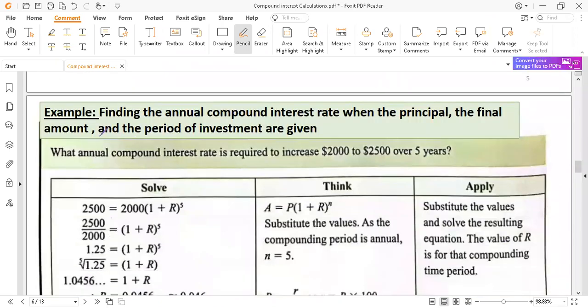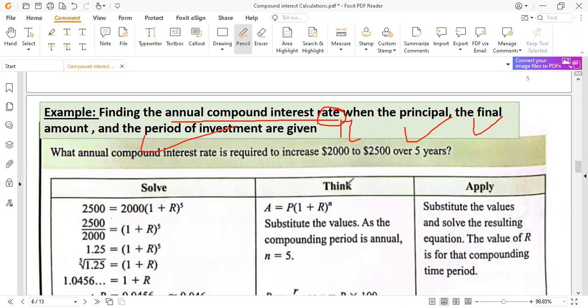Sometimes they ask us to find the annual compound interest rate. We want to find the rate, small r, when the principal, the final amount, and the period of investment are given.